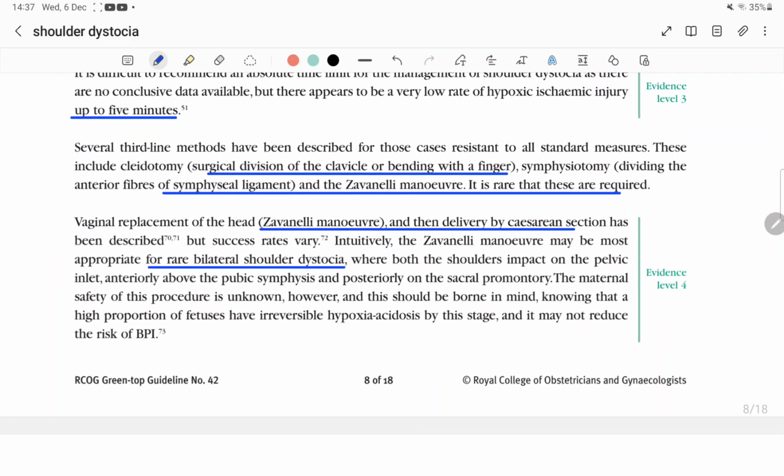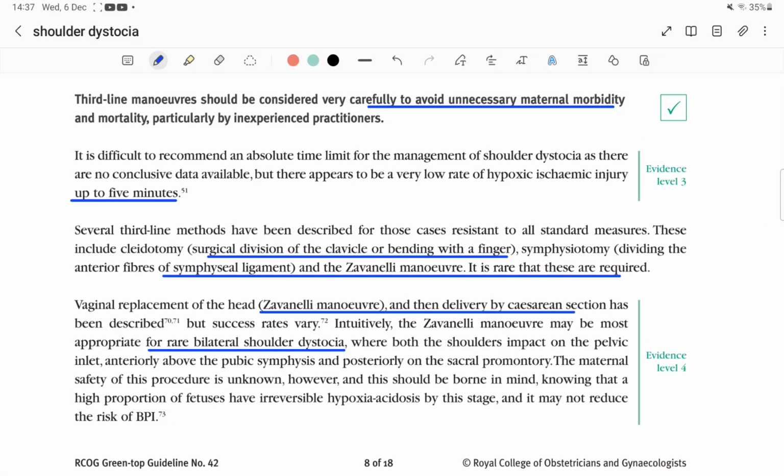Now the third line maneuvers are the destructive maneuvers. You have to deliver the baby within up to 5 minutes before going towards the destructive maneuver. Usually the hypoxic ischemic injury occurred after 5 minutes. It is very severe, but you have the time up to 5 minutes, because up to 5 minutes there is very low rate of the hypoxic ischemic injury.